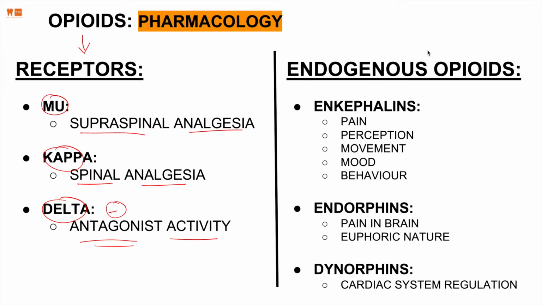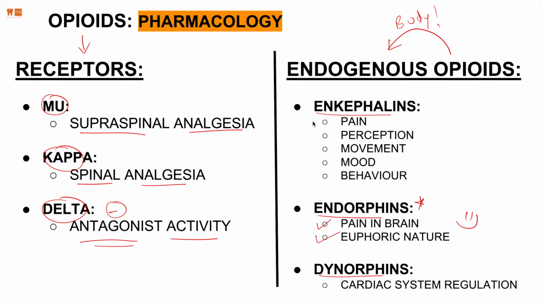We also have endogenous opioids, which means opioids that are produced by our body naturally. We got enkephalins, endorphins, and dynorphins. Most of us have heard of endorphins, right? They cause the pain-free feeling in the brain and euphoric nature and all happy-go-lucky feeling in our brain, right? That's endorphins. Such as when we exercise, our bodies release endorphins and we feel good.